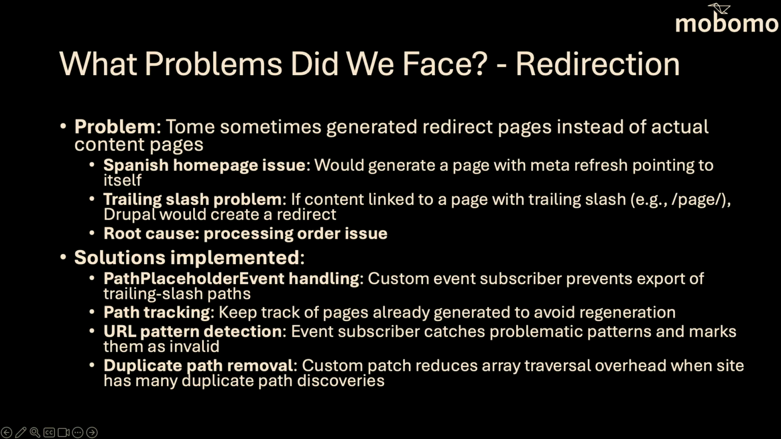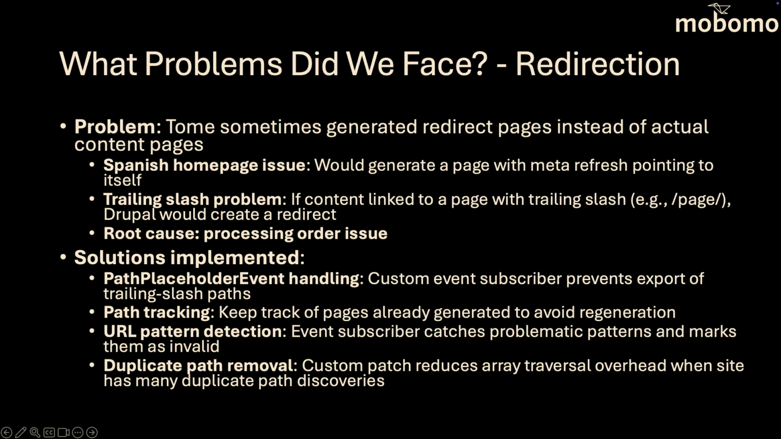And what Tome was doing was it would generate the correct page because it would find /es. Then later, in its sort of collecting of URLs process, it would find /es/ and say, oh, this is that same thing. What is it? Oh, it's a redirect. Let me overwrite that original page that I generated earlier with this redirect. And so it would circle through.